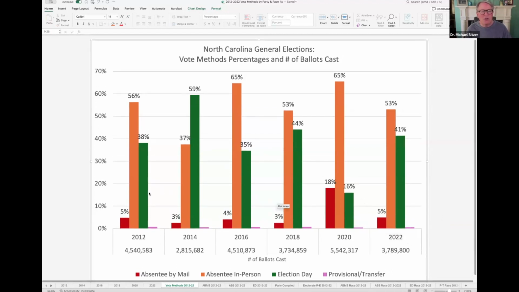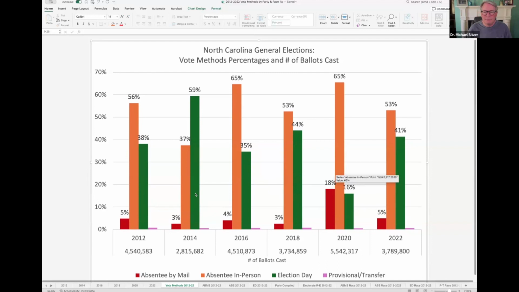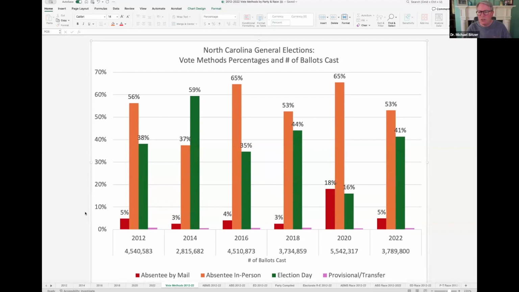But in presidential years, we can pretty much count on average, if we're taking 2016 and 2020, at least two-thirds of the ballots will come before Election Day. Any general questions on that dynamic?